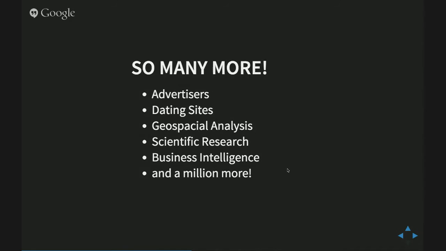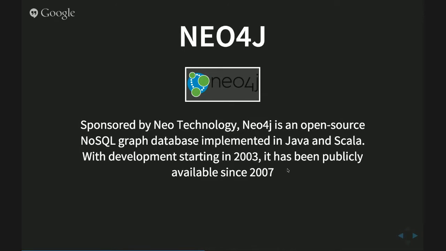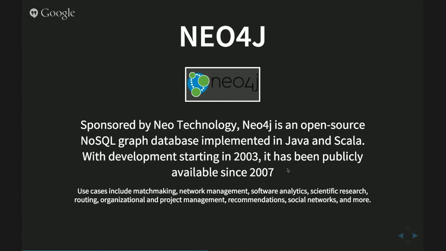Which brings us to Neo4j, a particular implementation of a graph database. Sponsored by Neo. Well, it's a NoSQL graph database. I copied that off of their wiki. Use cases include matchmaking, network management, software analytics, scientific research, routing, organizational project management, recommendations, social networks, and more. Basically what it means is anything where you have relationships. And more, that's kind of everything.